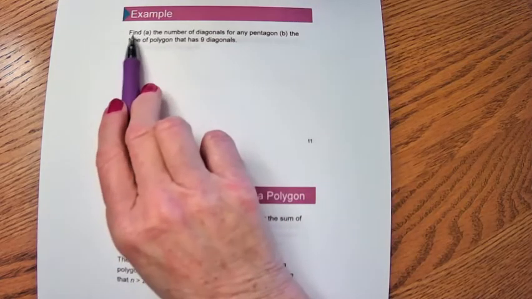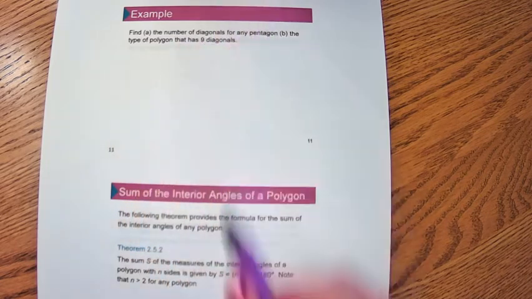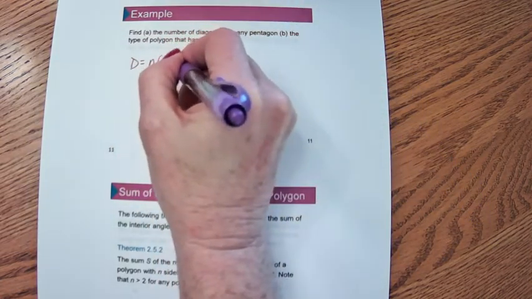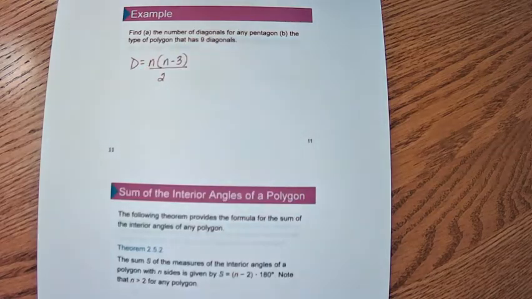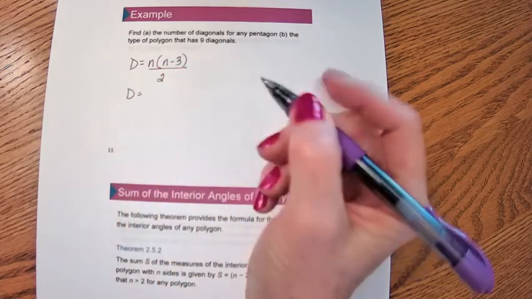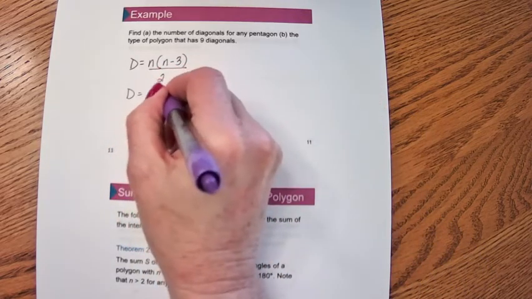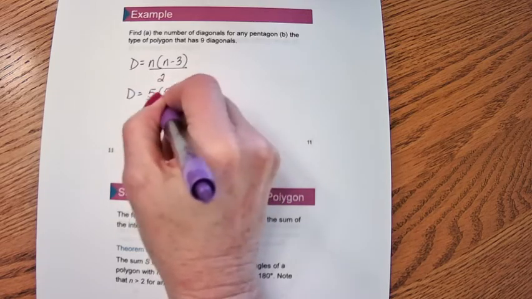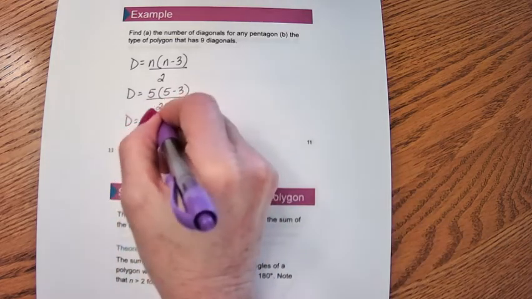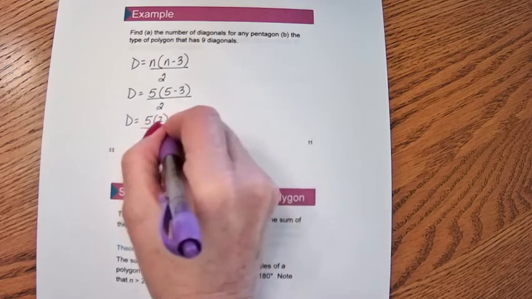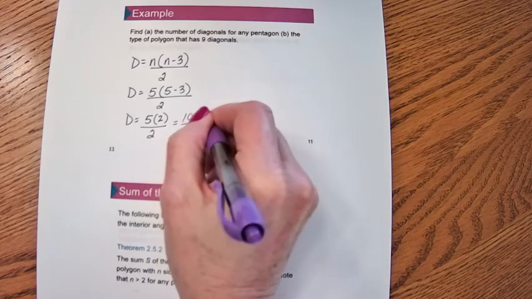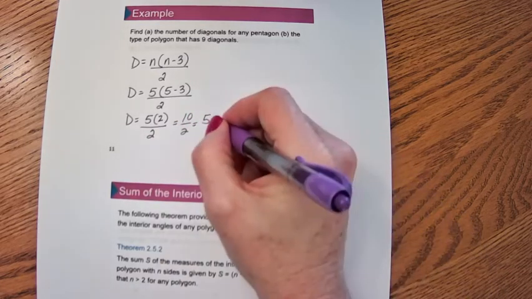Let's continue and let's find the number of diagonals for a pentagon. So we know the number of diagonals is the number of sides times the number of sides minus 3 over 2. And for a pentagon, the number of sides is 5. So the number of diagonals is going to be 5 times 5 minus 3 over 2. So the number of diagonals is going to be 5 times 2. 5 minus 3 is 2, over 2. All right, so what is 10 over 2? The number of diagonals for a pentagon is 5.